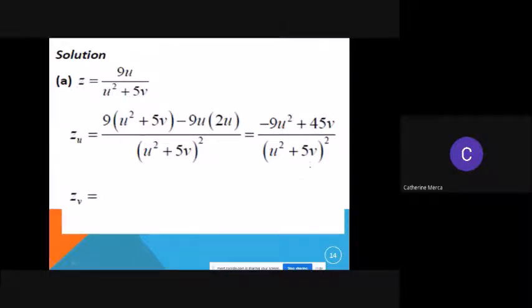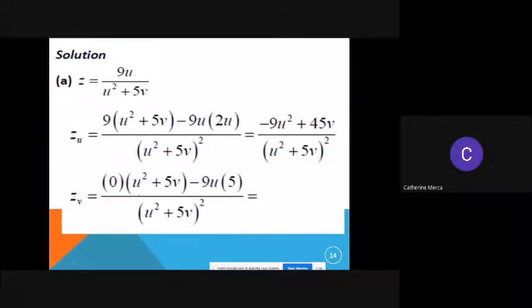What about the partial derivative of this function, Z with respect to V? With respect to V na pod. So low squared lang gihapon, we have low squared. But what is now the derivative of the quotient, low the high minus high the low? So low the high, what is the derivative of high with respect to V? Zero na. Low the high minus high the low. So you have this. Now equal to negative 45U over U squared plus 5B squared.